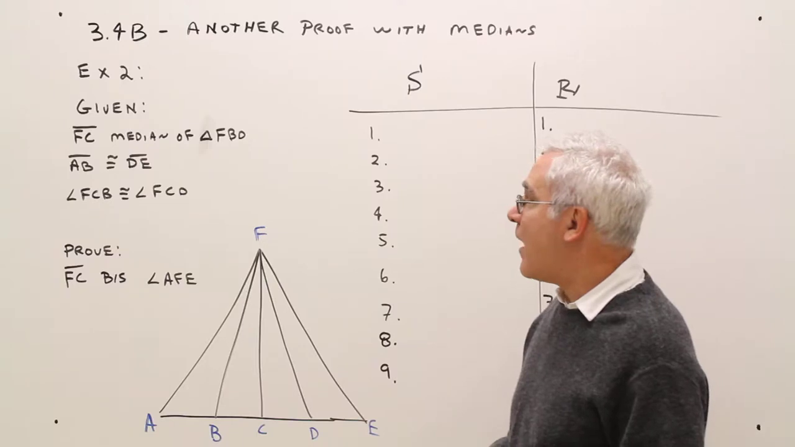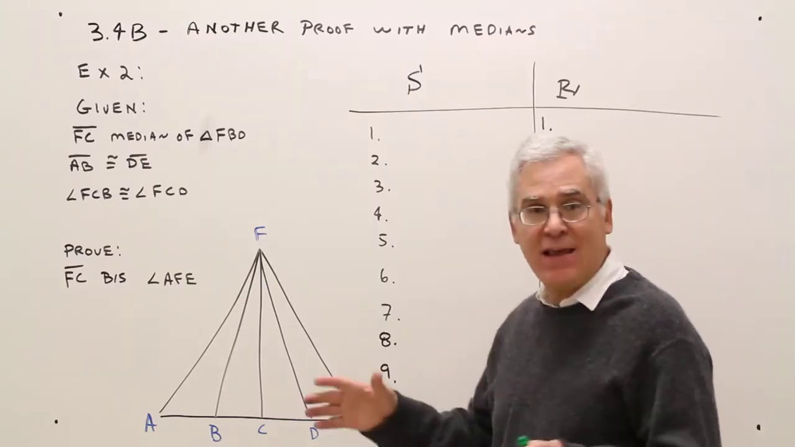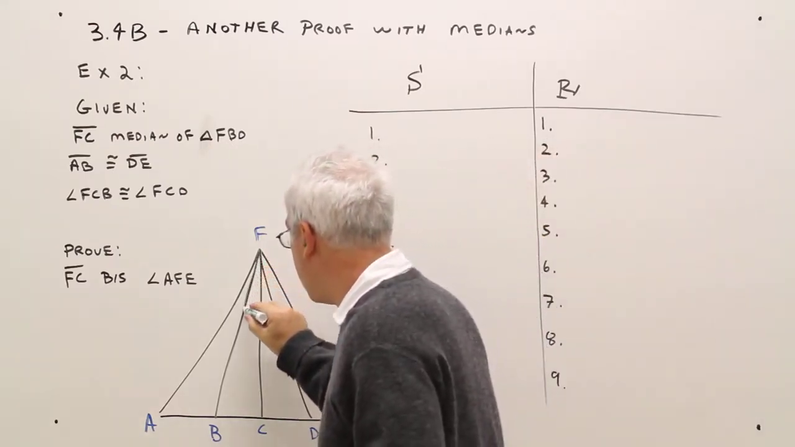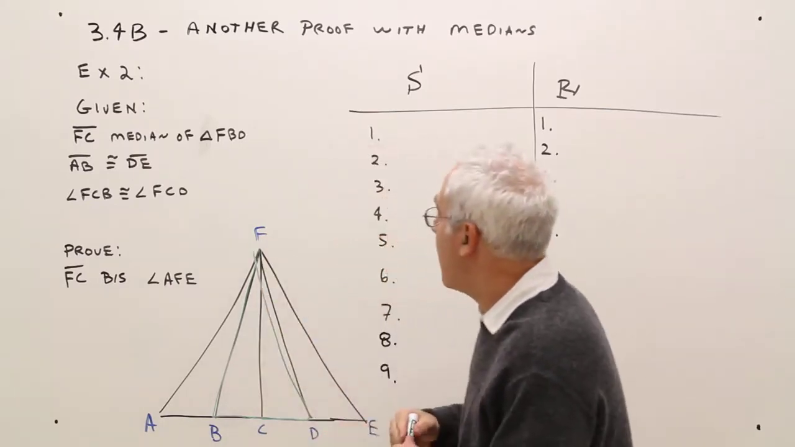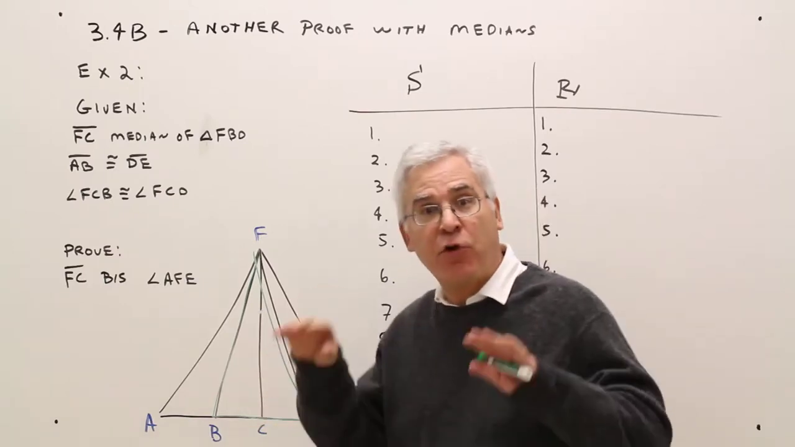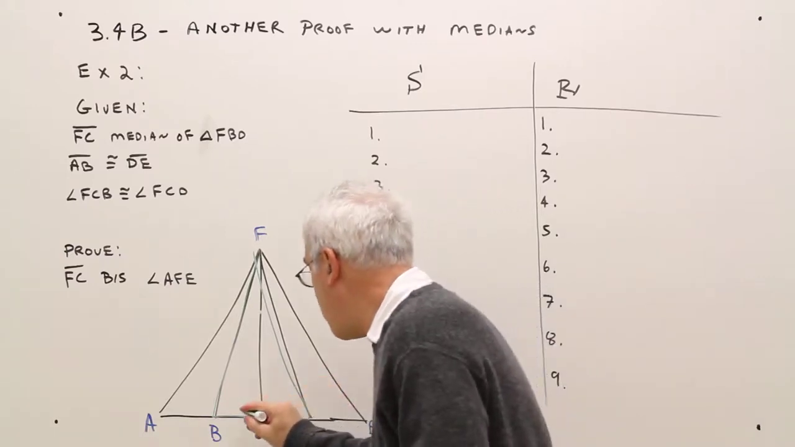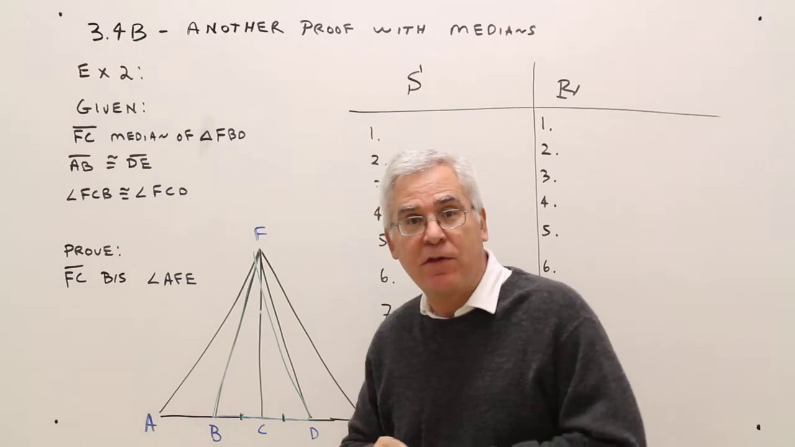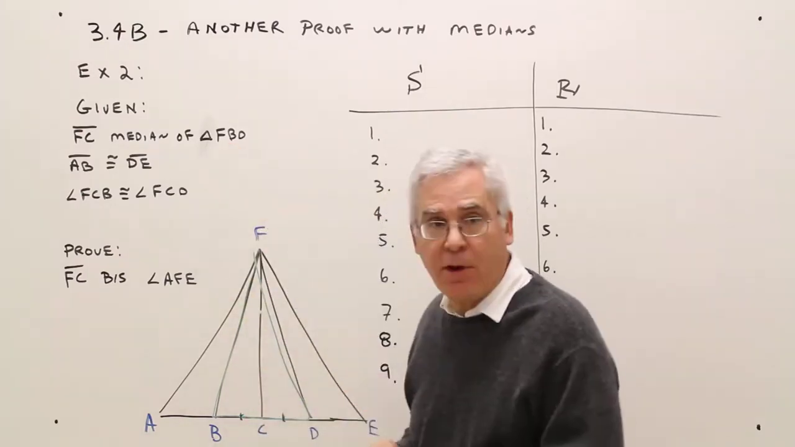So, we're given that FC is the median of triangle FBD. So it gets kind of confusing here. Triangle FBD is this green triangle right here. And if FC is the median, that means it divides the opposite side of the green triangle into two congruent parts. So I will be able to get that part to be congruent to that part using the definition of median. Okay, so it's not given, but I'll get it right from there.